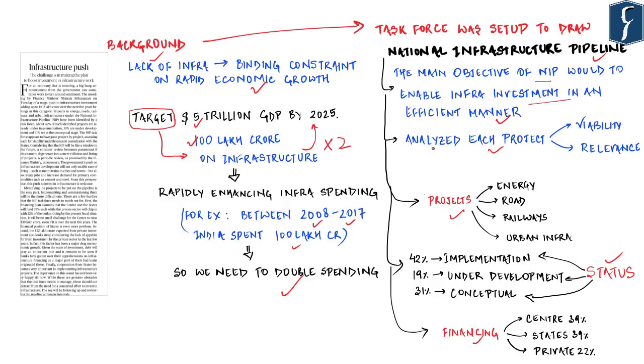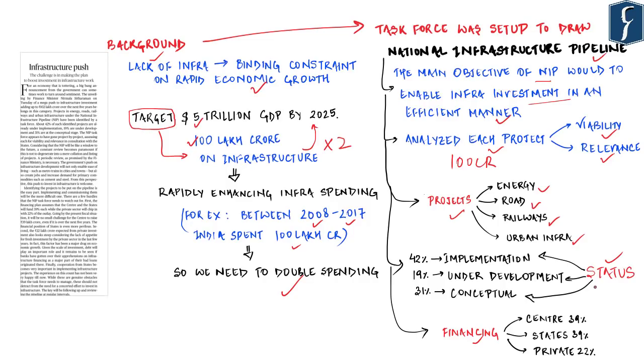Now, as far as the methodology which has been adopted by the task force is concerned, they have gone through each and every project which was more than 100 crore of rupees, and each project was assessed individually on the criteria of viability as well as its relevance. Now, these projects in the first round have been identified under the sectors of energy, road, railways, and urban infrastructure. Now, we should focus on one thing, which is that under National Infrastructure Pipeline, the projects will not only be greenfield but also brownfield investment, meaning that they could be an old infrastructure which need renovation.